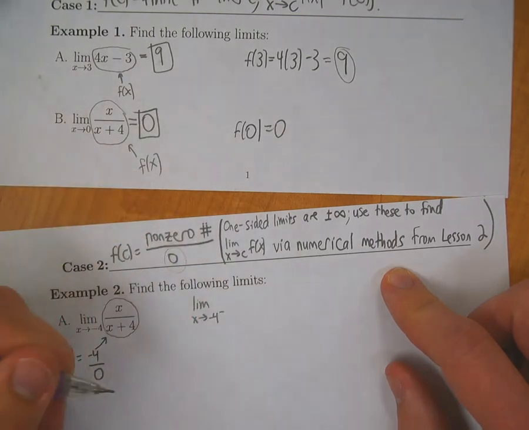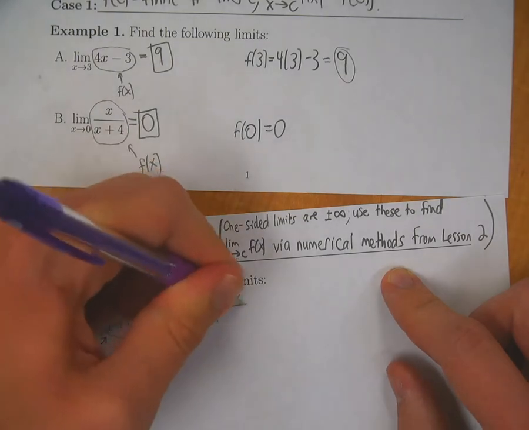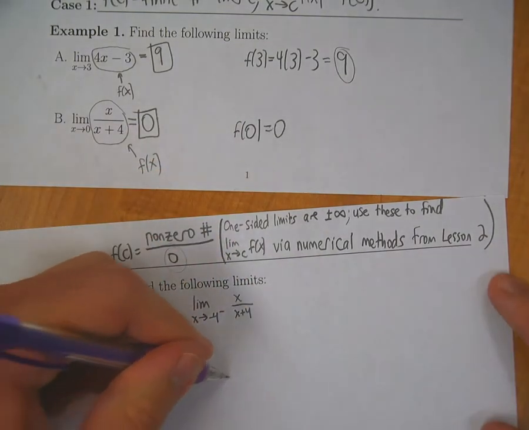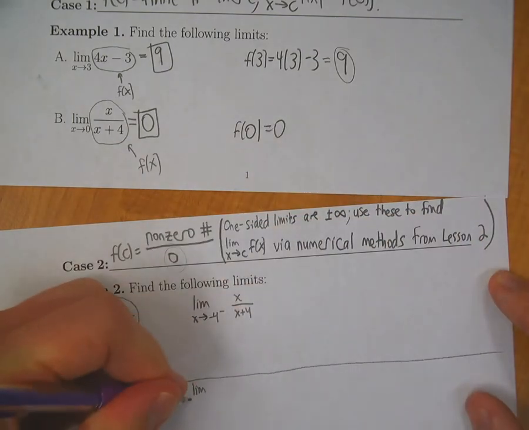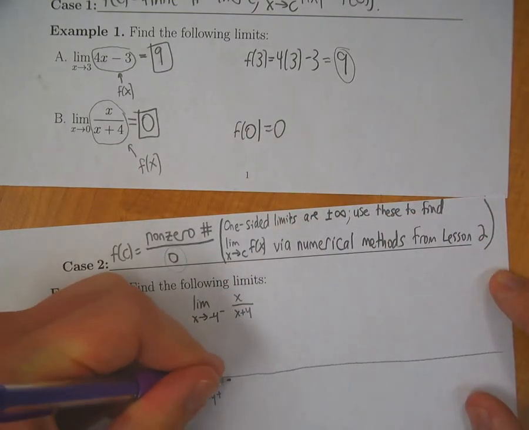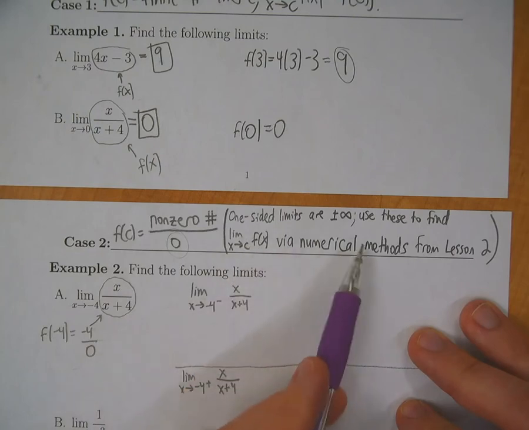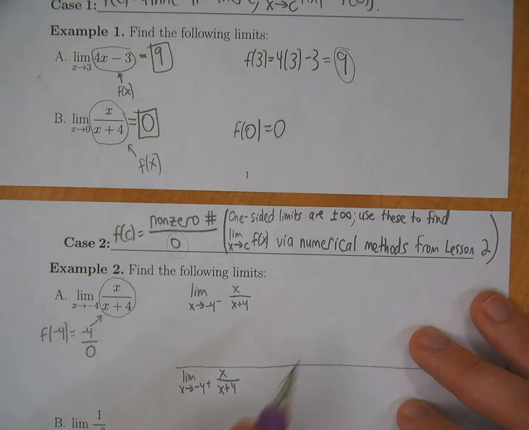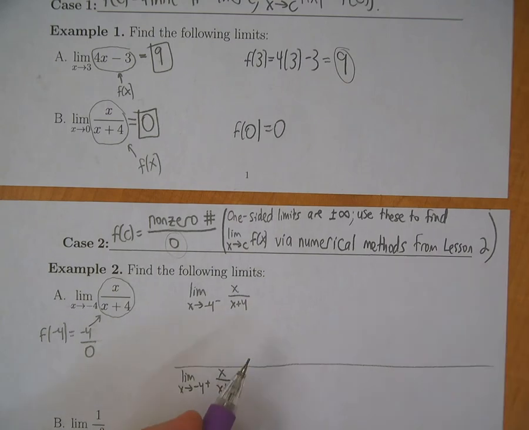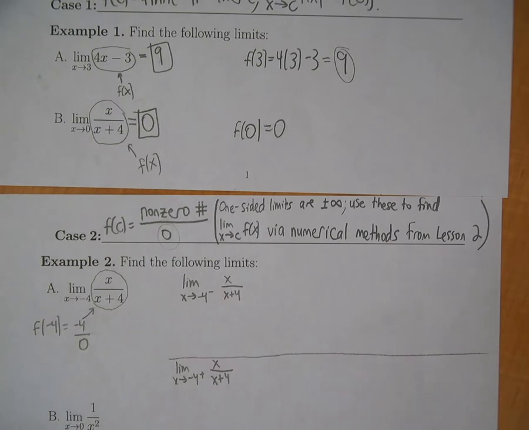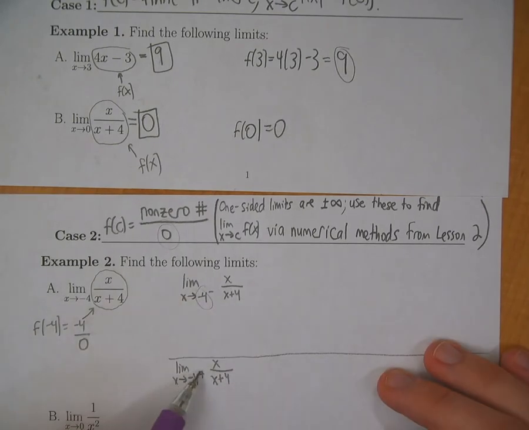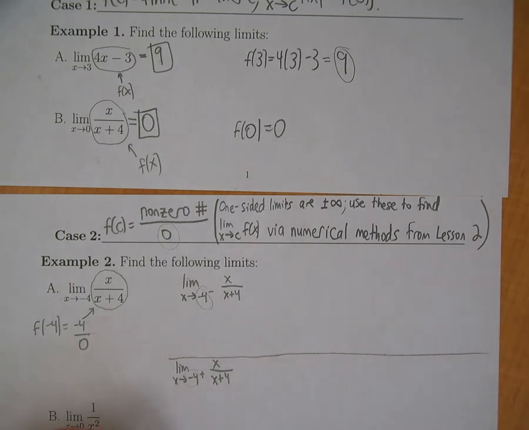So the limit as x approaches negative 4 from the left of x divided by x plus 4, and then the limit as x approaches negative 4 from the right of x divided by x plus 4. Okay? So as I mentioned in this explanation here, the one-sided limits are going to end up being plus or minus infinity. So in this case, if we have to use numerical methods from lesson 2, all we have to do is pick 1 or 2 values that are close to negative 4 from the left and right, and see what sign they carry to help us determine whether it's plus or minus infinity.